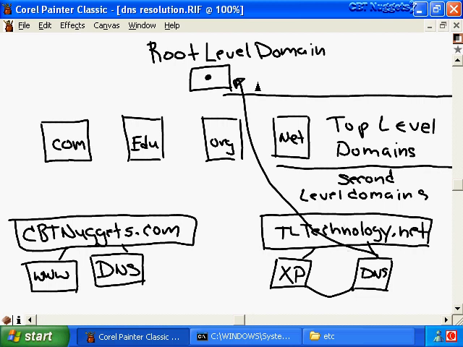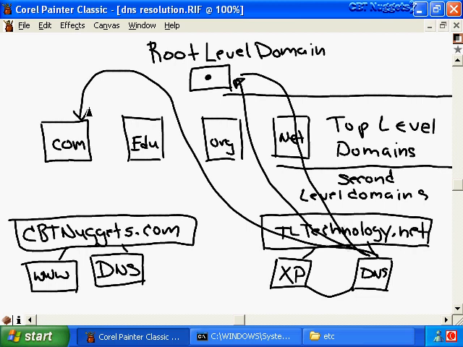And it's going to respond back, what are you kidding? No, I don't know that information. But this is what I do know. I know where the .com domain is. So it'll get the IP address of the .com domain, and the DNS server will come back over here, contact a DNS server in .com. It's going to essentially reiterate the question again. Mr. .com DNS server, do you know where the domain cbtnuggets.com is? And in that domain, do you know where the host www is?